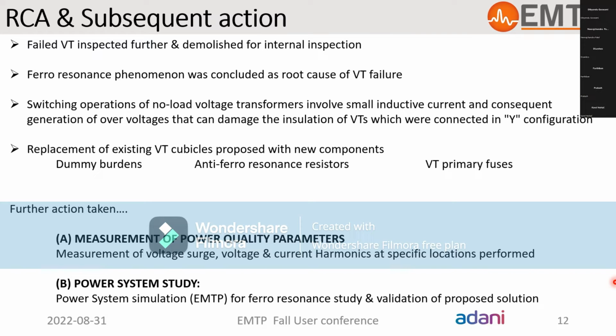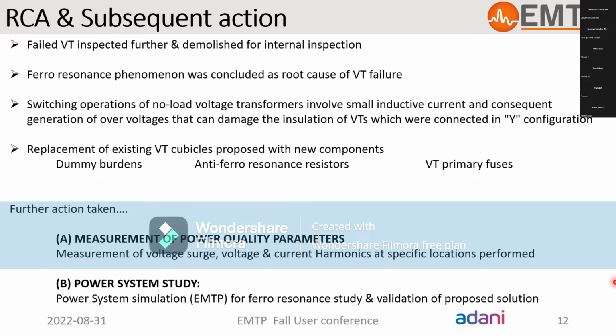based on the DR, as the actual ground fault was not observed, but based on the DR and the waveform captured from the relay, from the oscillograph, and the type of failure observed, this ferroresonance phenomenon was concluded as the root cause of the VT failure, which can be described like that: switching operation of the no-load voltage transformer, in this case, this VT has a very low burden on the open delta core that involves the small inductive current and inrush current, and then consequent generation of the overvoltage that can actually damage the insulation over time of that particular VT, which was connected in the star configuration. So after that, certain actions have been taken.